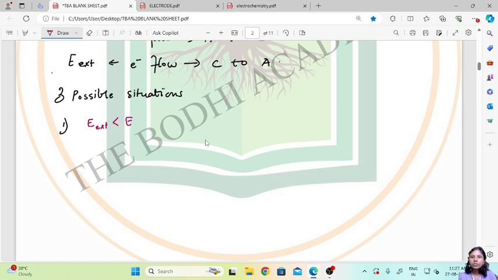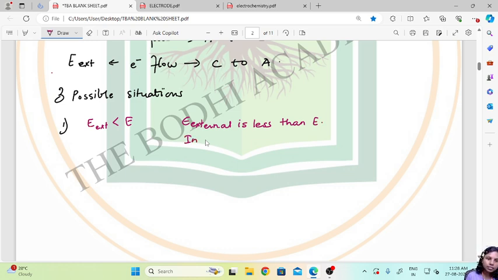So in this case what will happen? Even if I apply my potential, that is E external, the E which is already present over there is much higher, so it won't allow the system to reverse the flow of electrons. The flow of electrons will continue from anode to cathode itself. So in this case E external is less than E. The potential that I am applying from outside is less than E.